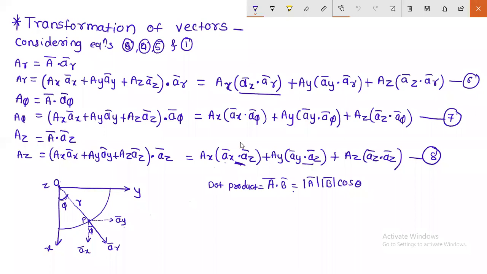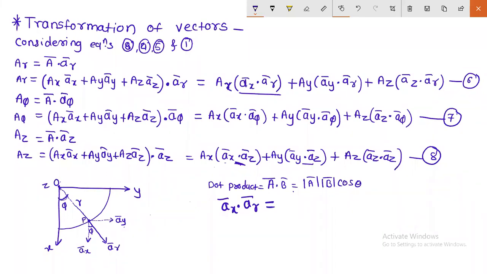Okay. Now we have to find the different angles. First is a bar x dot a bar r. So just tell me, we have to find the dot product, right? Dot product is given as A bar dot B bar is equal to mod of A bar, mod of B bar, cos theta, right? So here we have to take the dot product of two unit vectors, that is a bar x dot a bar r.